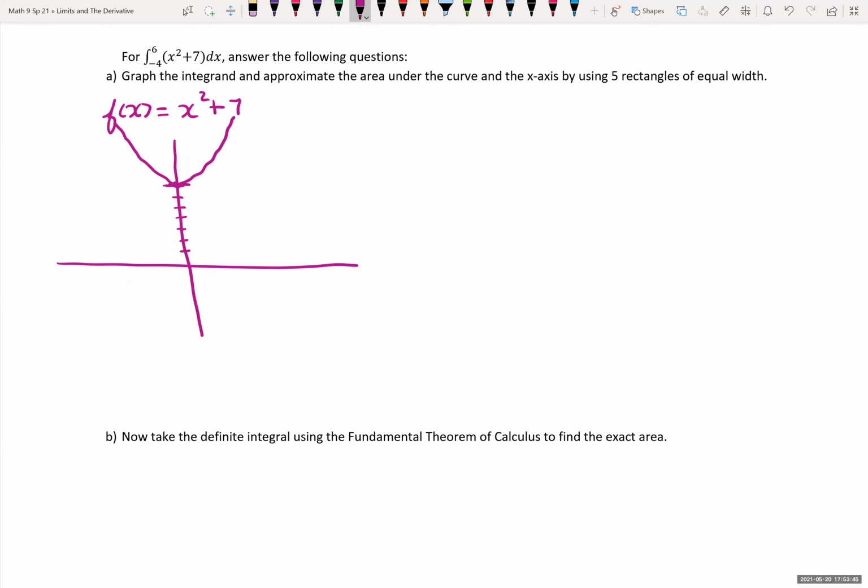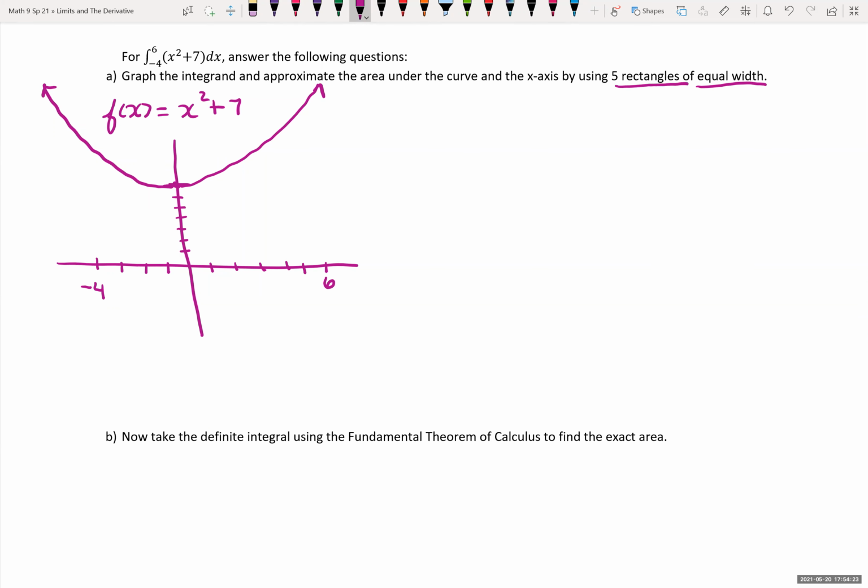And then I am starting at x equals -4. So 1, 2. And I'm ending when x is equal to 6. And my graph is not going to be to scale, just because of how I wrote it, but maybe I can just make this wider. Okay, now that's better. And so we want 5 rectangles of equal width.